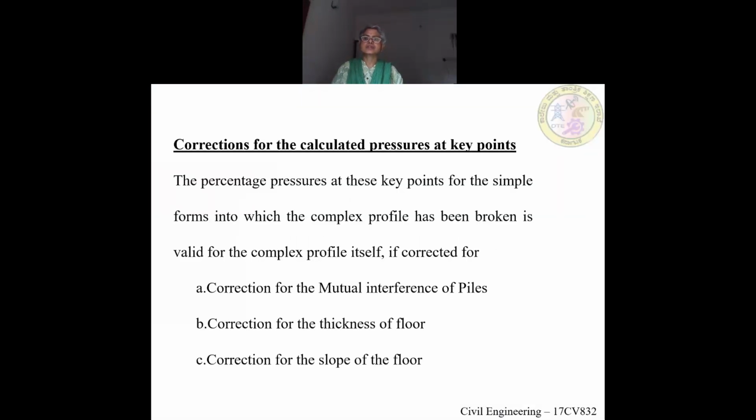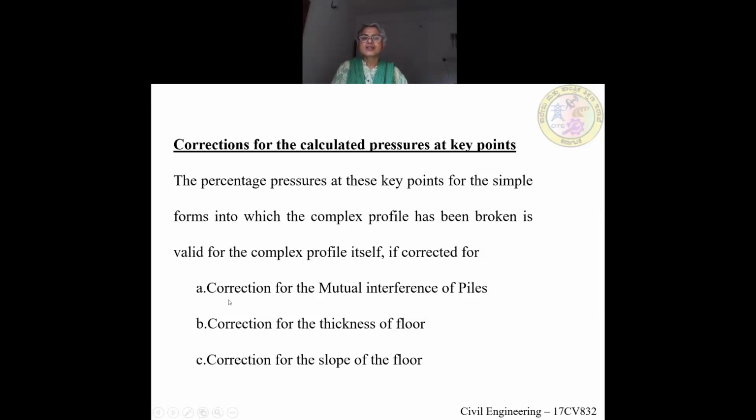Yeah, this is the same thing continued. So what are the corrections for calculated pressures at the key points? The percentage pressures at these key points are for simple forms into which a complex profile has been broken. So a complex profile was broken into simple forms, and we learned how to calculate the percentage pressures. In order to make it valid for the complex profile, we have to make some corrections.